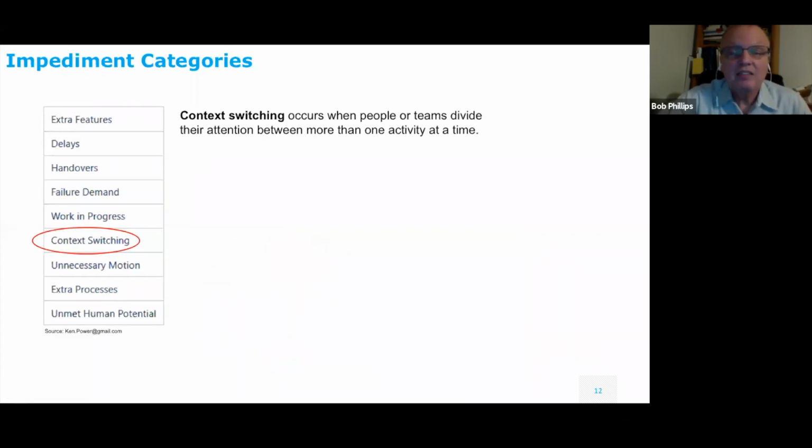The next one is context switching. Basically, it's when you have your team dividing their attention between things. And a lot of times, I hear these Scrum teams being set up where 50% of their time is spent on this project and 50% of their time is spent on another project. That drives context switching. Sometimes reality sets in and you have no choice.